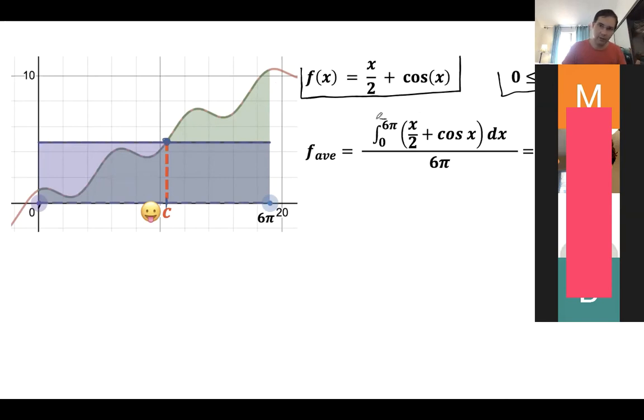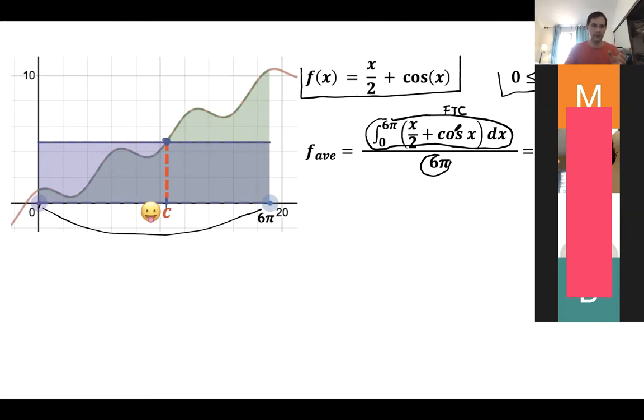What we do is we take this integral from 0 to 6 of this function, and then we divide this number by the length of the domain of this function. The length of the domain is from 0 to 6 pi, so it's 6 pi. And then use the FTC to evaluate this definite integral. That will give you 9 pi squared. And then divided by 6 pi, the length of the domain, that will give you the average value of this function.